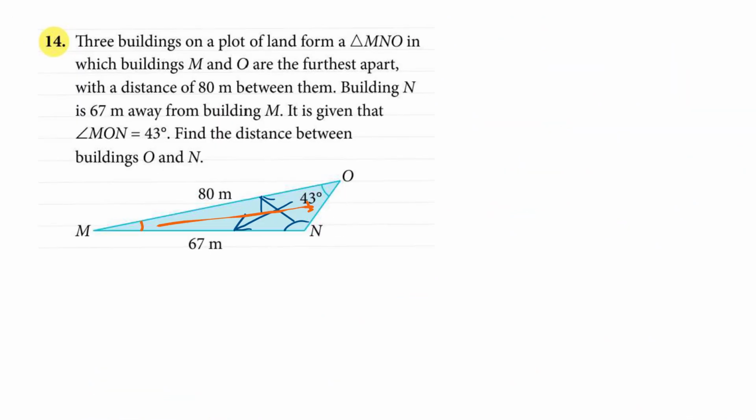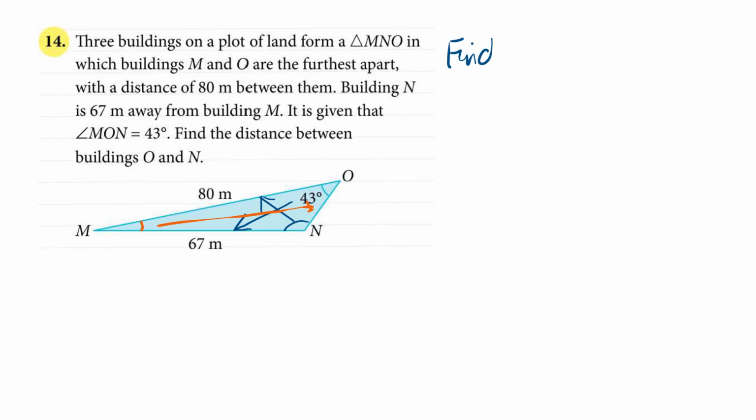Let's look at the last question. In this last question, we have 3 buildings on a plot of land forming a triangle M, N and O. The buildings M and O are the furthest apart, with a distance of 80 meters, and building N is 67 meters away from building M. It is given that angle MON is 43 degrees. Find the distance between buildings O and N.